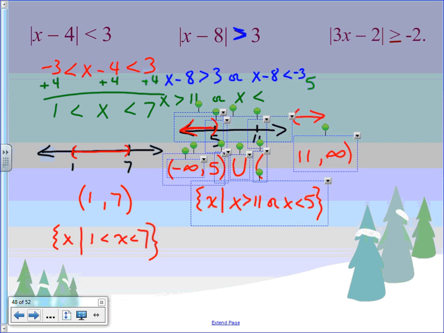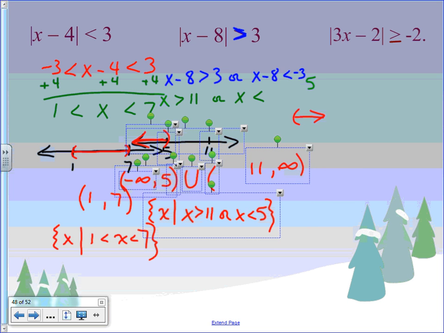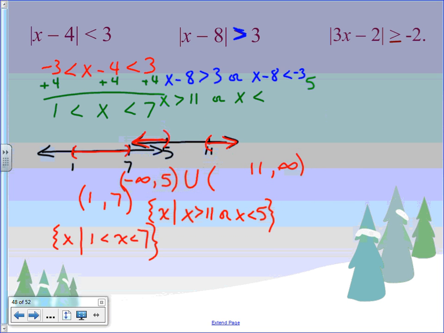Okay, now I'm going to grab this stuff and move it over a little bit. What happened to you? Sorry. That got all discombobulated. I'm sorry. Here we go. Please copy down this last one. Absolute value of 3x minus 2 is greater than or equal to negative 2. Please write that carefully on your paper.